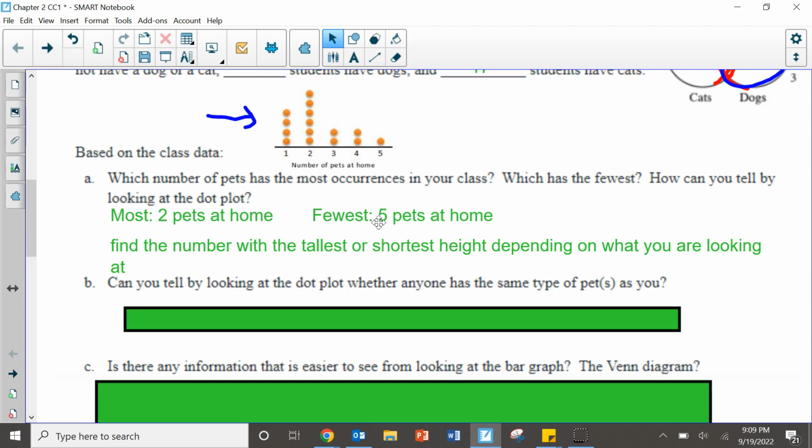And then to answer that, how can you tell by looking at the dot plot? Just find the number with the tallest or shortest height, depending on what you're looking at. So again, if we were looking at which one has the most, we're looking at which one has the tallest height. And if we're looking at which one has the fewest, obviously we're going to want the shortest height.